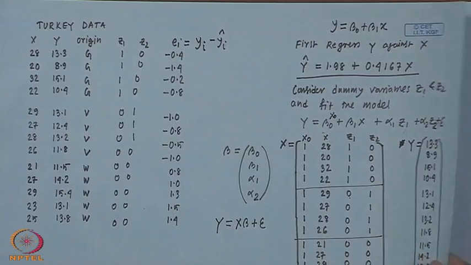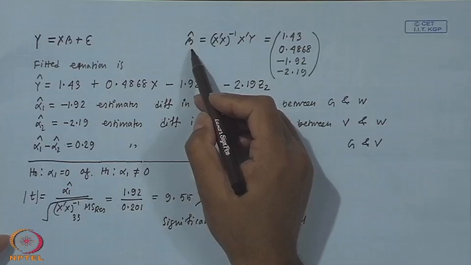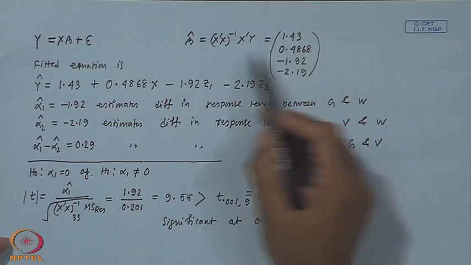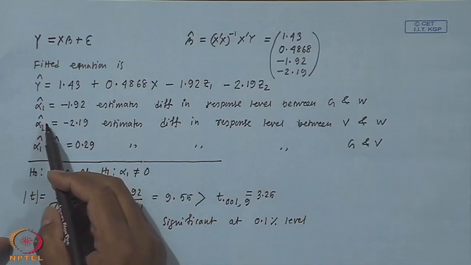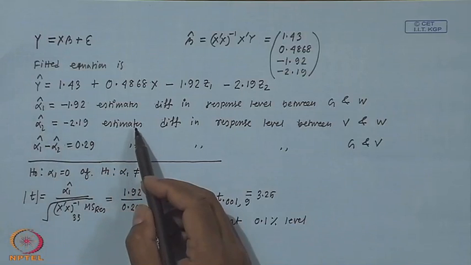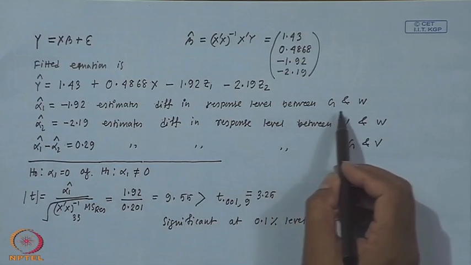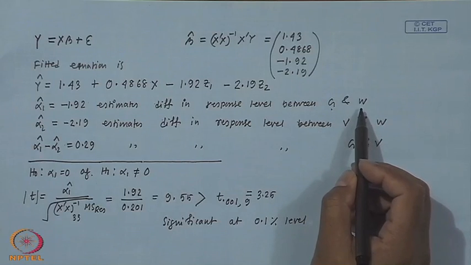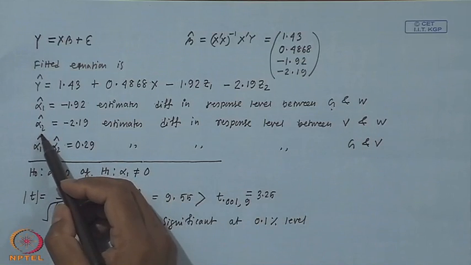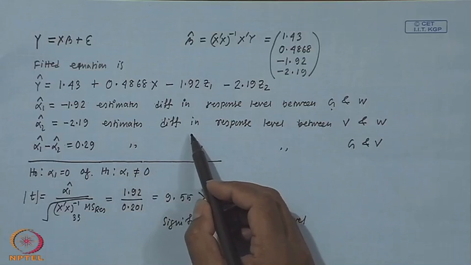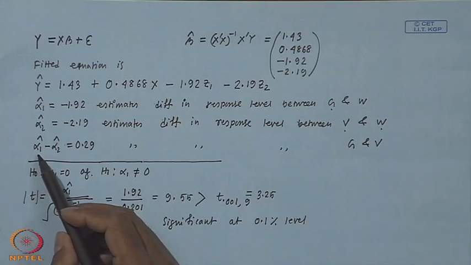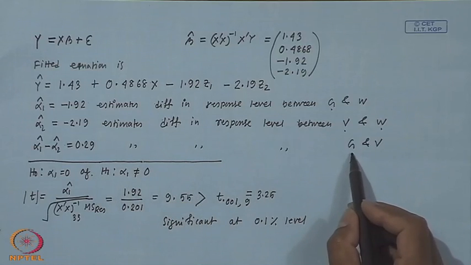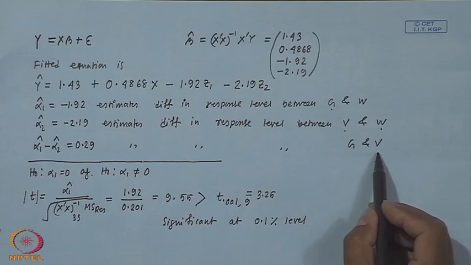So, you have the x matrix and the y vector, and you know how to find beta hat. Here are the estimated regression coefficients. You know x and y, so you can find it, and the fitted equation is this one. I told you this before: alpha 1 hat estimates the difference in response level between the first block and the last block. Alpha 2 hat estimates the difference in response level between the second block and the last block, whereas alpha 1 hat minus alpha 2 hat estimates the difference in response level between the first block and the second block.